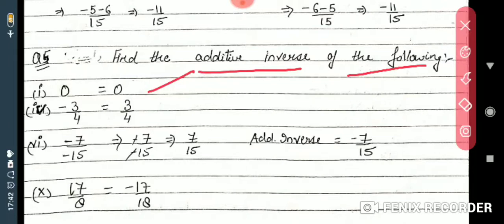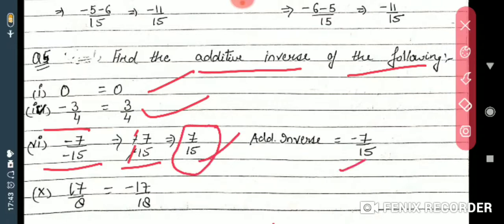0 only. What will be the additive inverse of minus 3 by 4? As the sign will change, minus 3 by 4 will turn into positive. So the additive inverse of minus 3 by 4 will be 3 by 4. Now just see this, minus 7 upon minus 15. How can you solve this? The minus and minus both will cut. And what is the required number you will get? 7 by 15. Now what will be the additive inverse of 7 by 15? Minus 7 by 15, because positive is there and positive will change into negative.